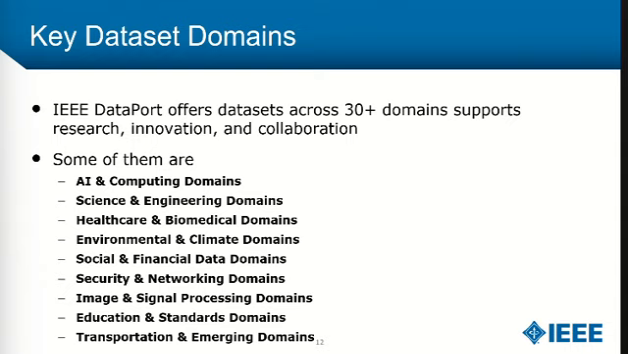Then we have the social and financial data domain. So if you are working on financial data sets, it is also possible to upload and publish them here. Then if you are working in the security and networking domain, image and signal processing, we definitely have lots of data sets. Then education and standards is one domain, transportation, emerging domains, there are various kinds of domains. When you log in to your system, you can look into this.